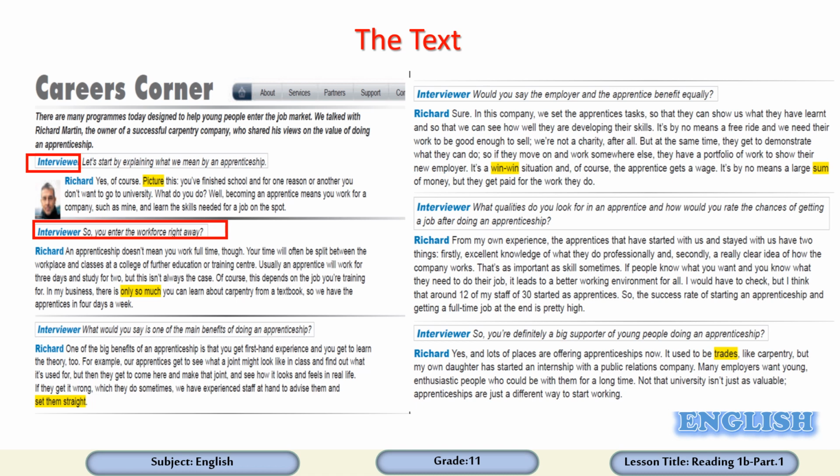Where is the text taken from? Yes, thank you. The text is taken from a website. And why did the writer write this text? Yes, thank you. It's to explain the system of apprenticeship. Let's think now about who is intended to read this text. Yes, very good. It can be students like you, or it can be the parents of these students.